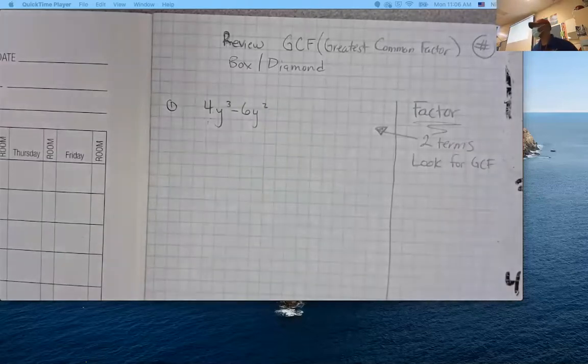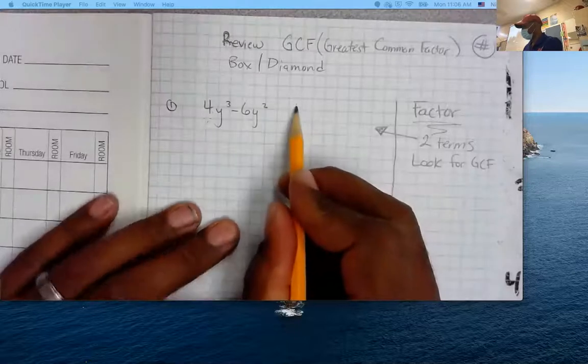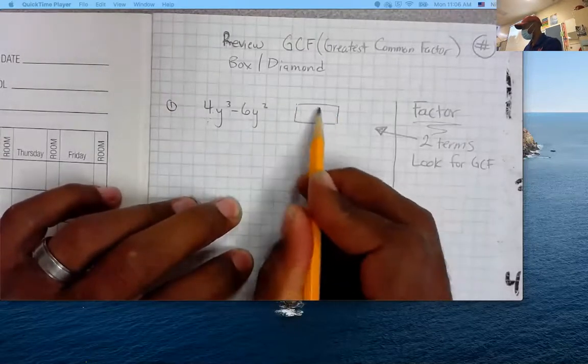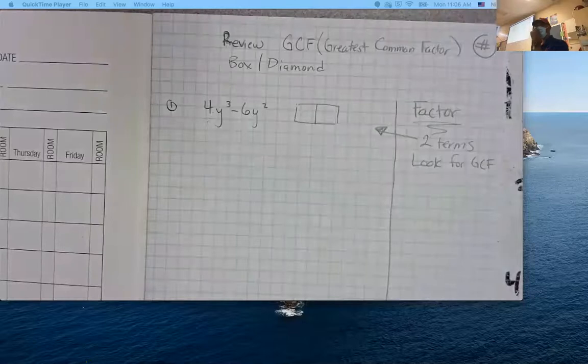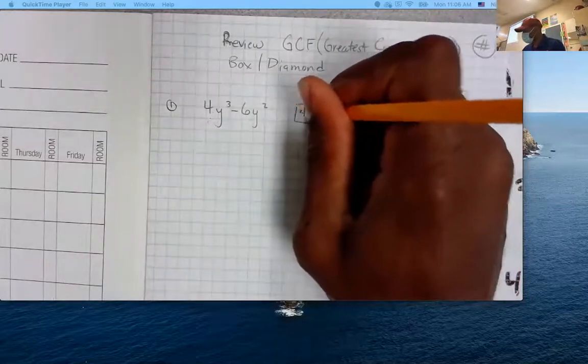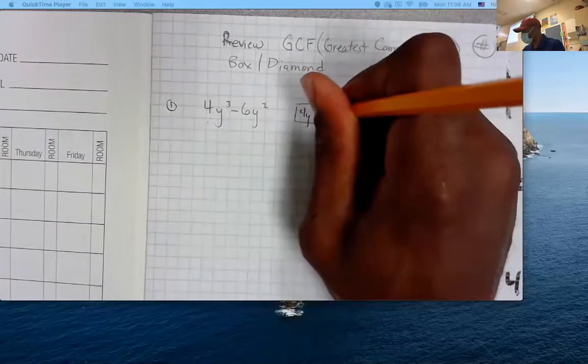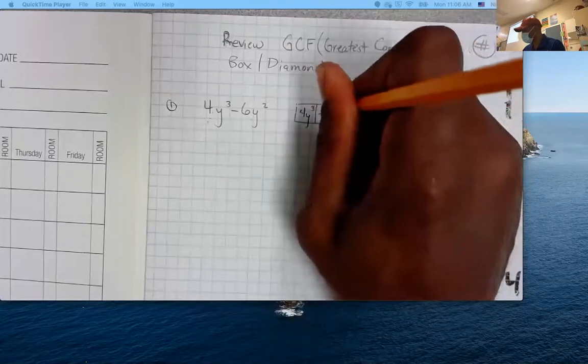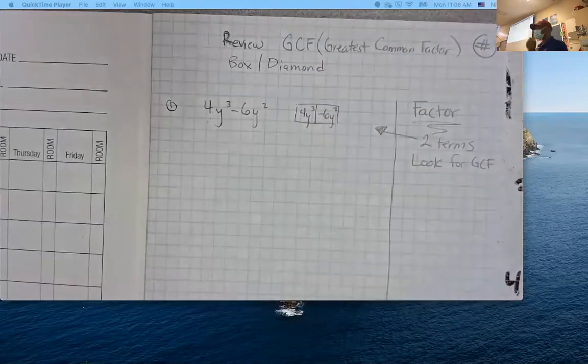Now, there's a couple different ways you can do this. You can do it just by looking at the two numbers, or if you guys remember, you can set up the box. Now, remember, if it's just two numbers, I only need two boxes like that. And then those numbers go inside the boxes. So I'll put 4y cubed here, and I'm putting negative 6y squared there. And make sure you guys always include the sign as well.